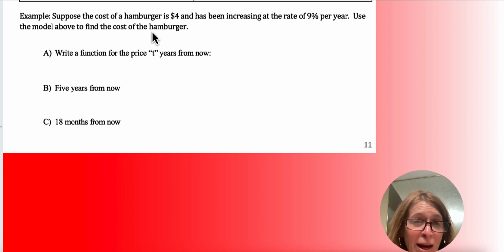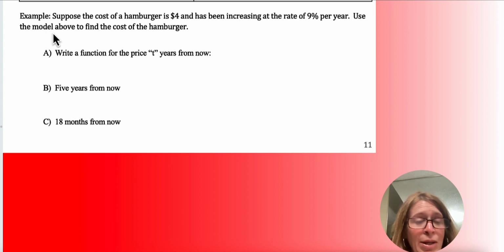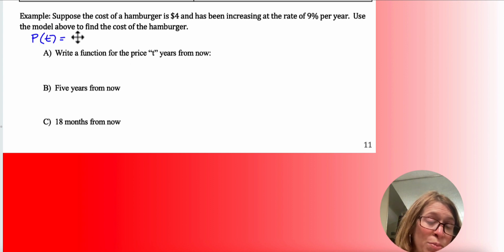So suppose the cost of a hamburger is $4 and has been increasing at the rate of 9% per year. Use the above model to find the cost of the hamburger. So the model we're going to use is y equals a sub 0. Actually, I'm going to switch from using y. We're going to use function notation. Usually with exponential, you really want us to get into this habit of using proper letters. So like here, it's a cost function or a price function. So I might use p of t. Okay, so p of t equals a sub 0 times 1 plus or minus r to the t.